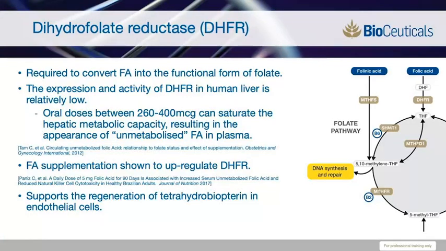But I keep mentioning it, and it is important because it is the enzyme that metabolises folic acid. I still sometimes get people that think that MTHFR is what metabolises folic acid. It's definitely not. It's the dihydrofolate reductase. So the dihydrofolate reductase is required to convert folic acid into the functional form. The expression activity in the human liver is relatively low, and remember that's where the folic acid needs to be converted. Oral doses of folic acid between 260 and 400 micrograms, so sort of normal to low doses of folic acid, can saturate the liver's ability to convert folic acid, and this results in that unmetabolized folic acid as we've discussed.